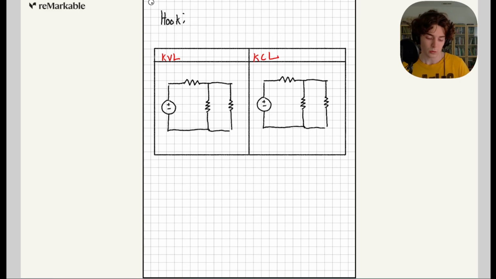Kirchhoff's voltage law states that the sum of voltages in a closed loop will always add up to zero, or the sum of voltage changes in a closed loop, better stated. So here, we gain some voltage from our voltage source, we lose some from our resistor, we lose some from our resistor again, and that means if we add this, subtract this, we should end up back where we are and end up with a total change of 0 volts.